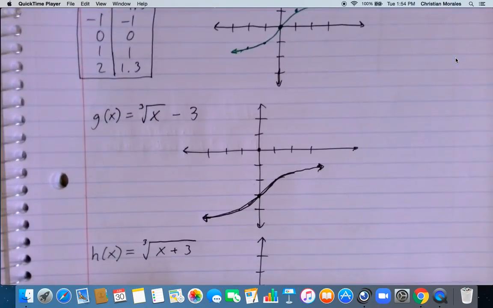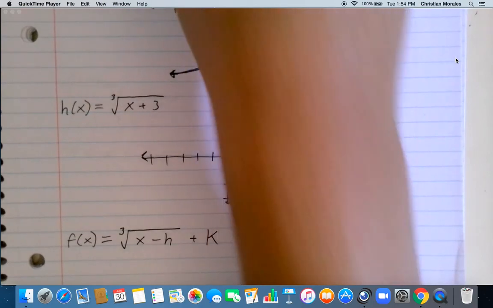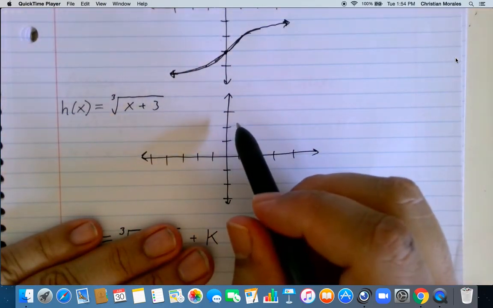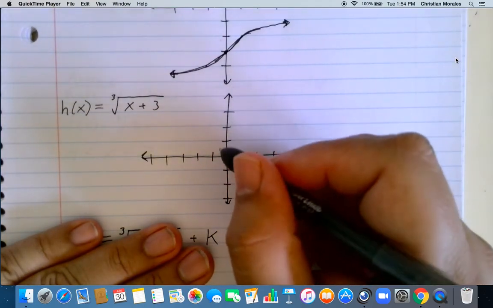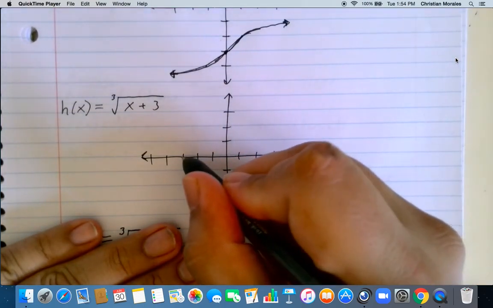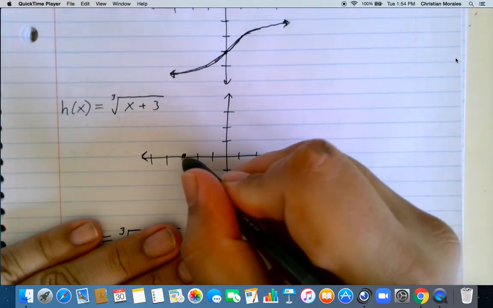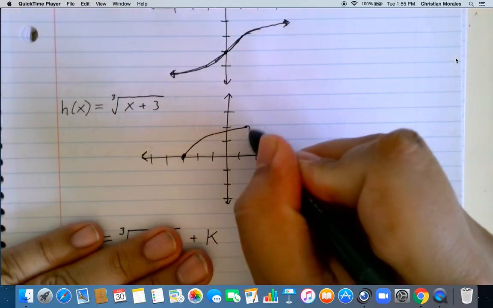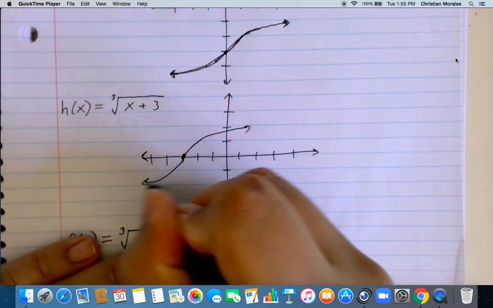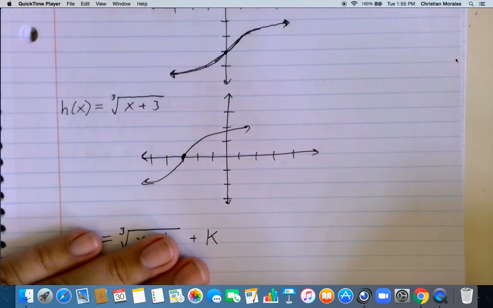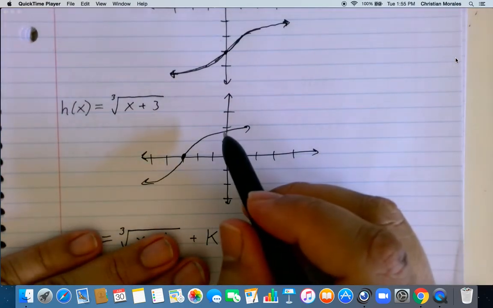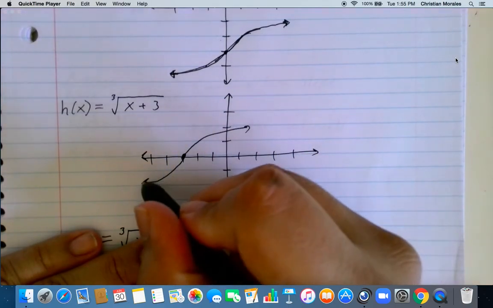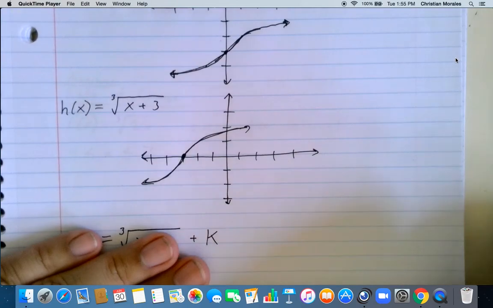Now, if the number's on the inside, like this one, for example, positive 3 would actually move it 1, 2, 3 over here to negative 3. And it goes up again, and it goes down again, like that. So it keeps the same shape, but that middle point is just going to move, and that means every other point moves. So the graph has shifted or translated.